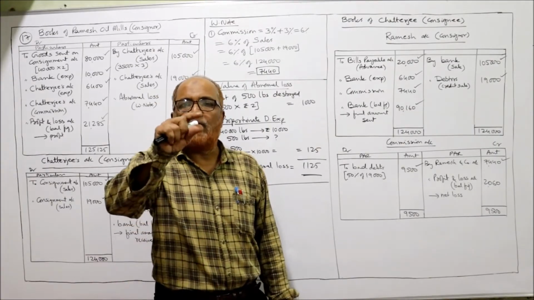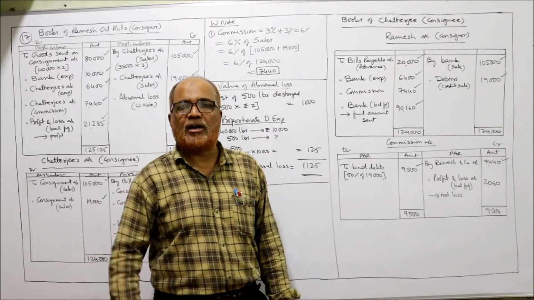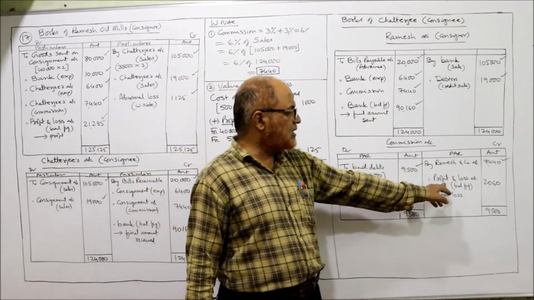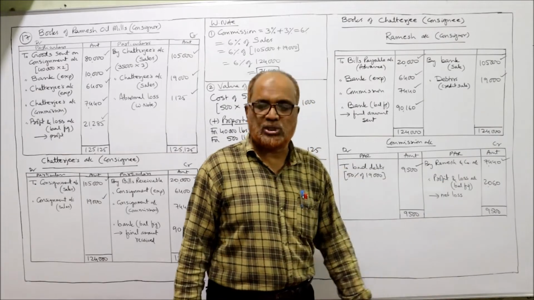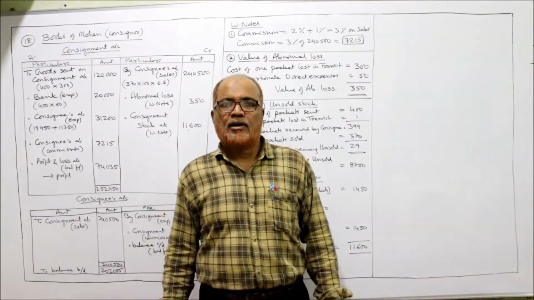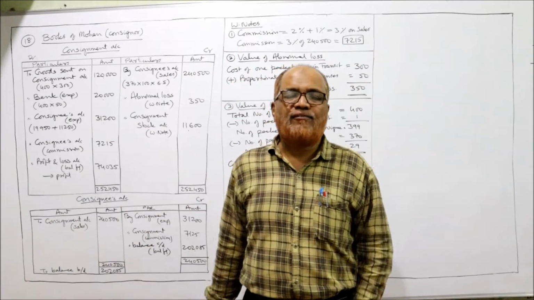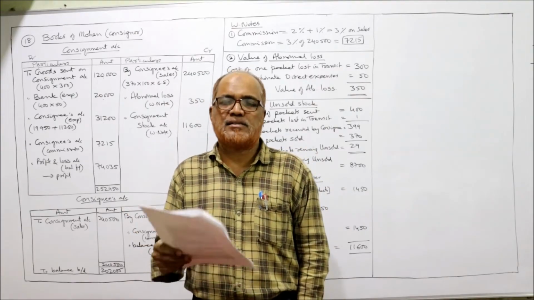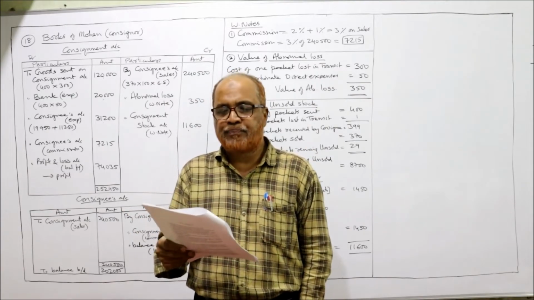So the entry will be profit and loss account debit to commission account. Credit side by profit and loss account, loss 2,060. So this is the end of problem number 17. Now we'll start the last and final problem on consignment account, problem number 18. See carefully the last problem.